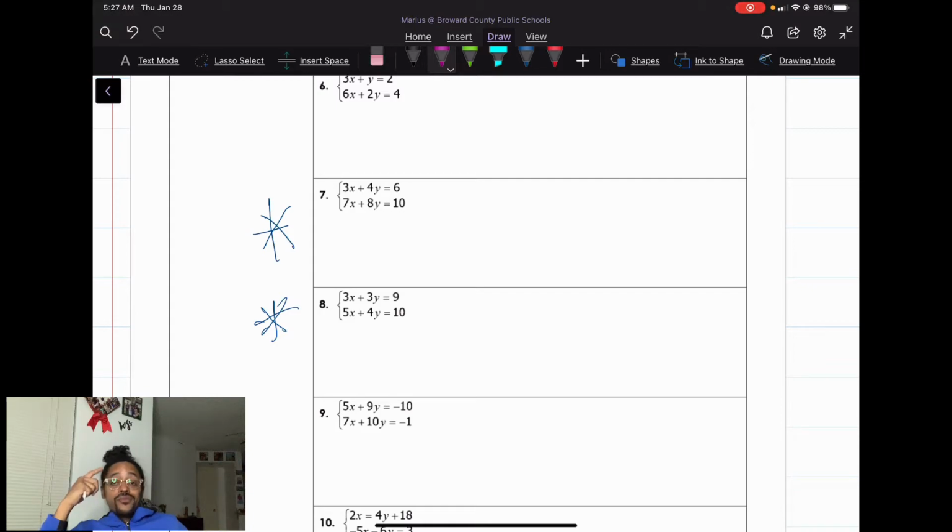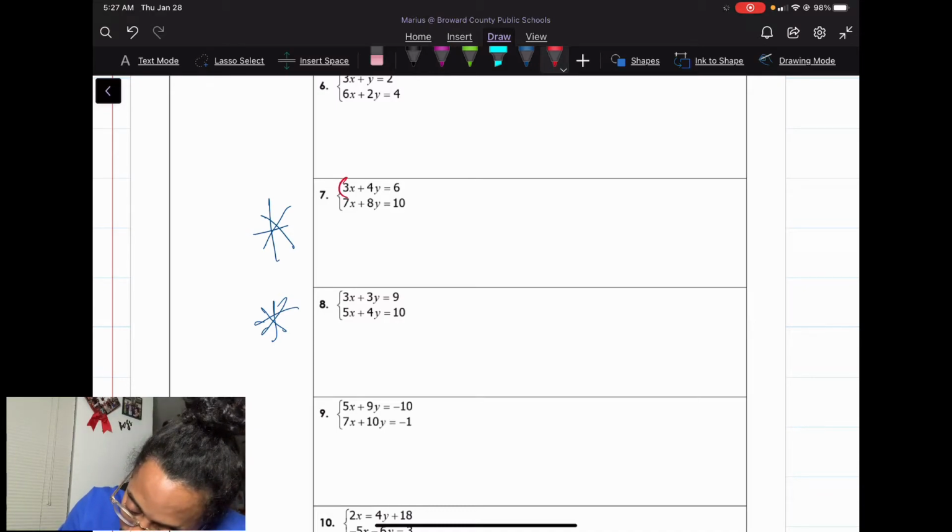Now, if you look at the y's, one of the y's is positive 4y, the other y is positive 8y. With that being said, we know that we can multiply the 4 by 2 and it makes 8, but we need it to be a negative 8. So the best choice here is to multiply the first equation by negative 2, and then we'll have opposite coefficients for the y term. So let's go ahead and take a look at that.